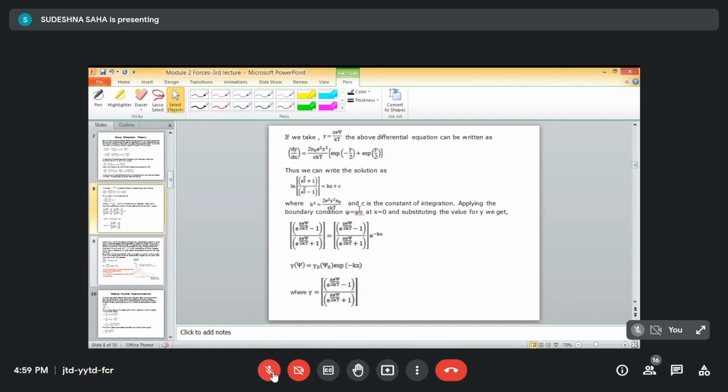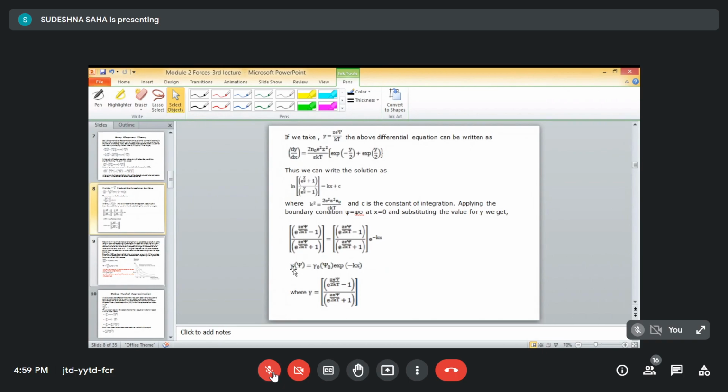Okay, now if you again apply the boundary condition that at x equals to 0, psi equals to psi naught, and substitute the value of y for this equation, then you will obtain this final equation over here. This is the final equation for potential decay.